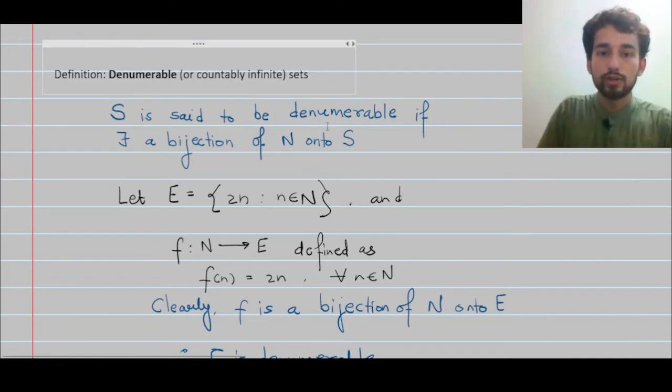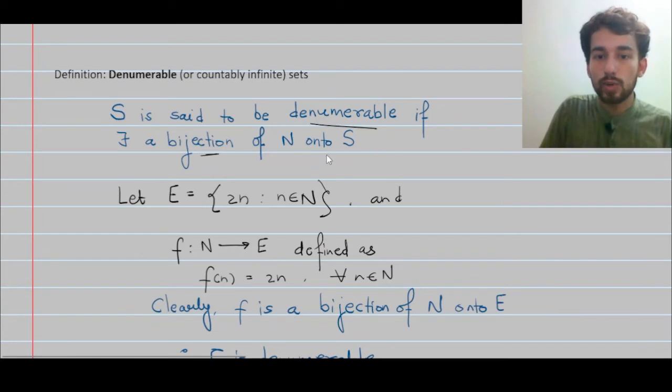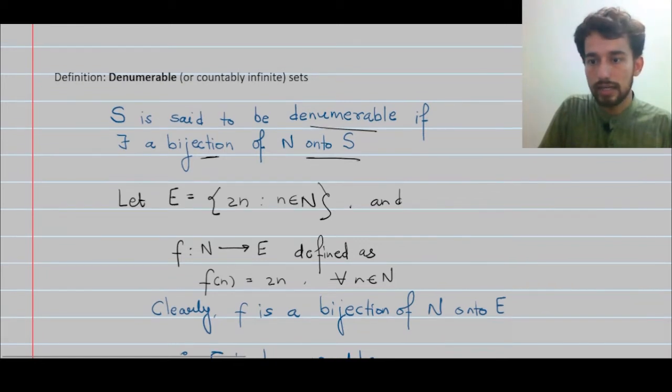S is said to be denumerable if there exists a bijection, that is, if we can find a small f map from N onto S, which is a bijection, that is, injective and surjective. Then in that case, this infinite set S is said to be denumerable.